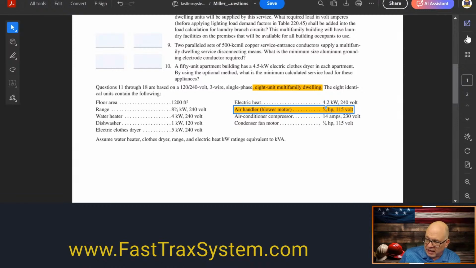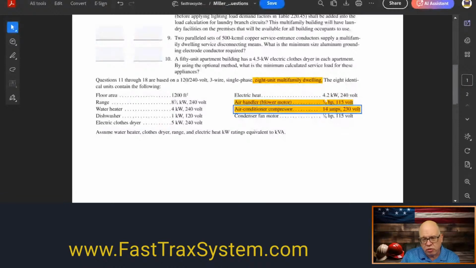Next thing we're going to look at, we'll just stick with the AC right now, is the air conditioning compressor. Now, the good news with this one is it didn't give us horsepower, so we don't have to go to the back of the book, 430, to the tables. We can already do this because we've already been given the amps.